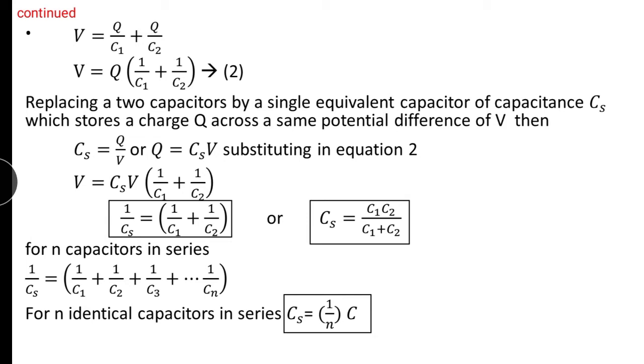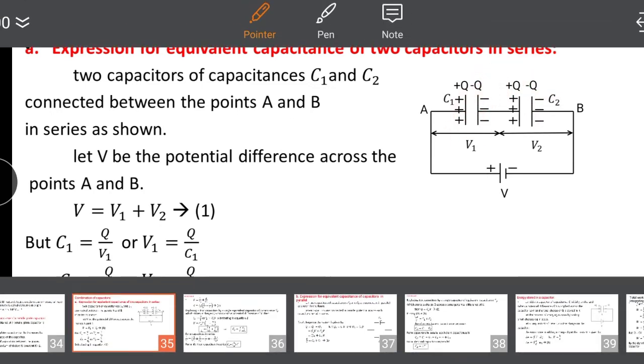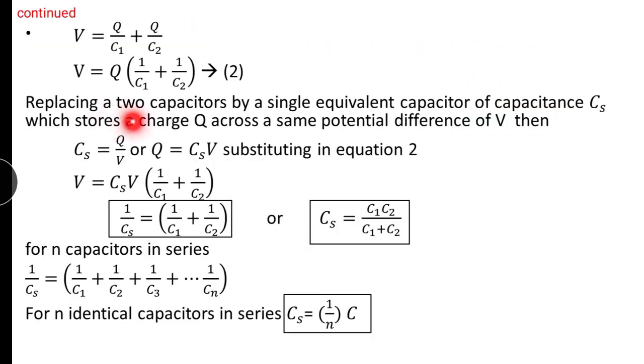Now, very importantly, we have to replace the two capacitors by a single equivalent capacitor. An equivalent capacitor is the one which gives the same effect as the combination of two or more capacitors. So here we have connected the two capacitors in series, and now we have to make this a single capacitor. Replacing the two capacitors by a single equivalent capacitor of capacitance Cs, which stores a charge Q across the same potential difference V, we can write the capacitance as Q by V, because it is storing the same charge Q across the same potential V.